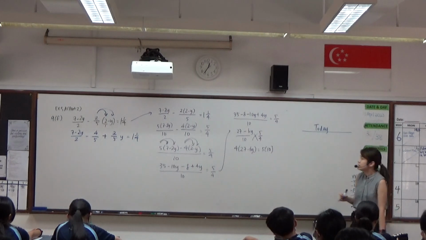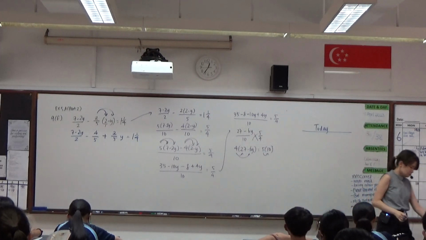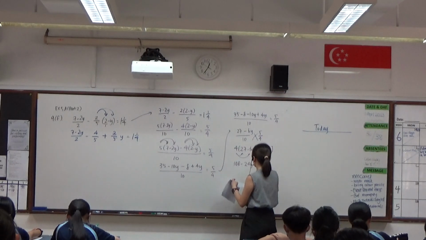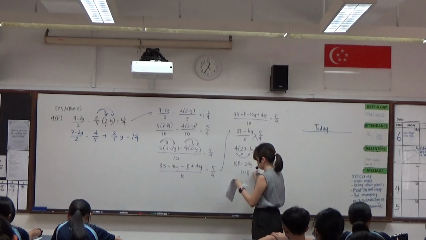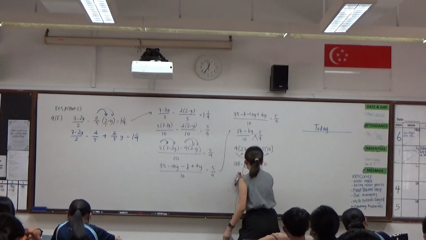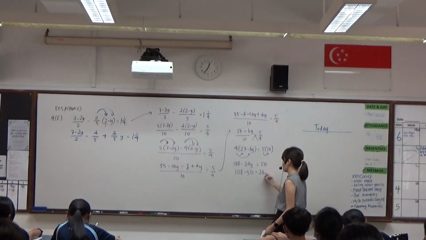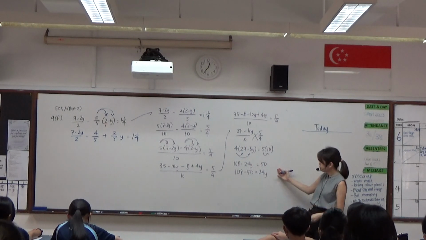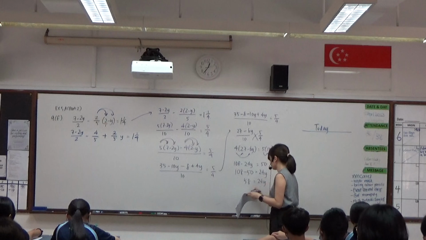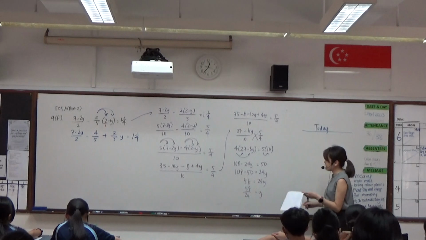Then expand again. And we would get 108 minus 24y equals to 50. Minus 50 equals to 24, right? I decided to shift my y to the other side. And then I will have 58 equals to 24y. And y equals to 58 over 24.